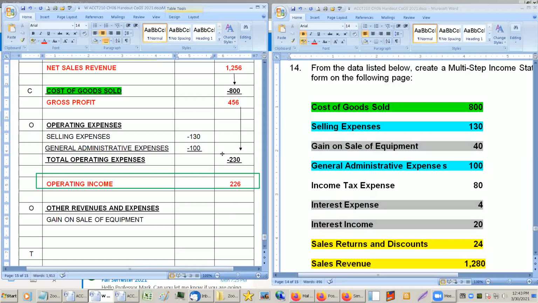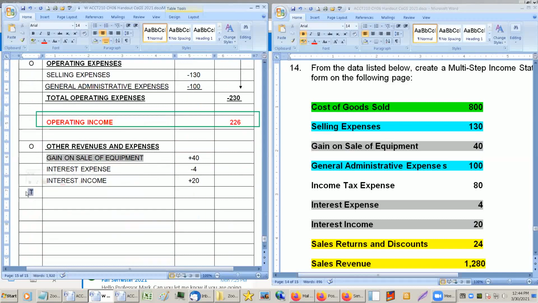Okay, gain on sale of equipment. If it's a pizza place, they're not really in the business of selling equipment, but they did sell it and they had a gain. So that would be plus 40. They had interest expense, which is minus 4. Interest income, which was plus 20.